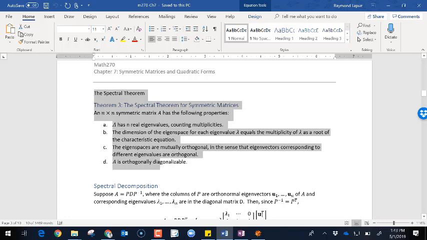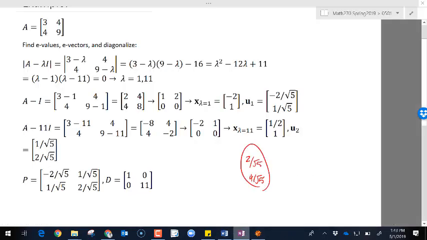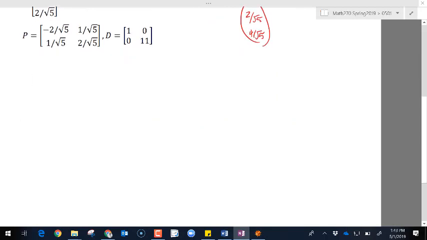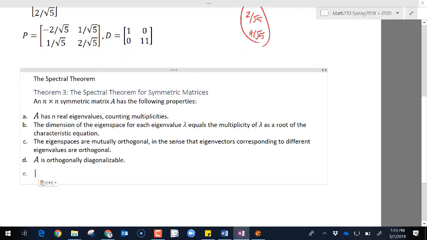There's a spectral theorem and a spectral decomposition that we're going to talk about. So the spectral theorem tells us a bunch more facts about symmetric matrices. If you have a symmetric matrix, then here are a couple of facts about them. A has n real eigenvalues counting multiplicity. So we should expect all the eigenvalues to be there. The dimension of the eigenspaces for each eigenvalue equals the multiplicity as a root of the characteristic equation.